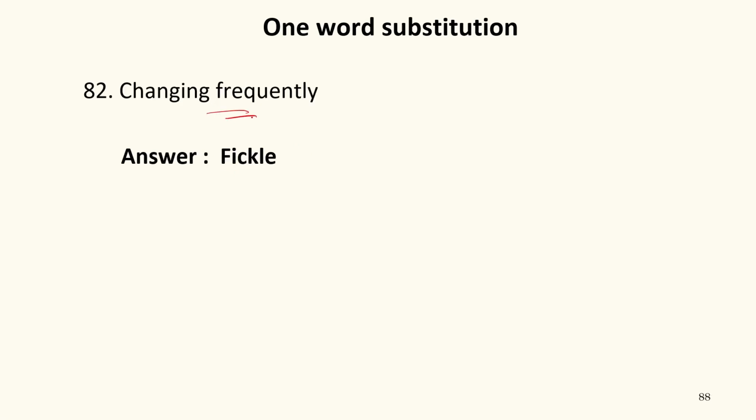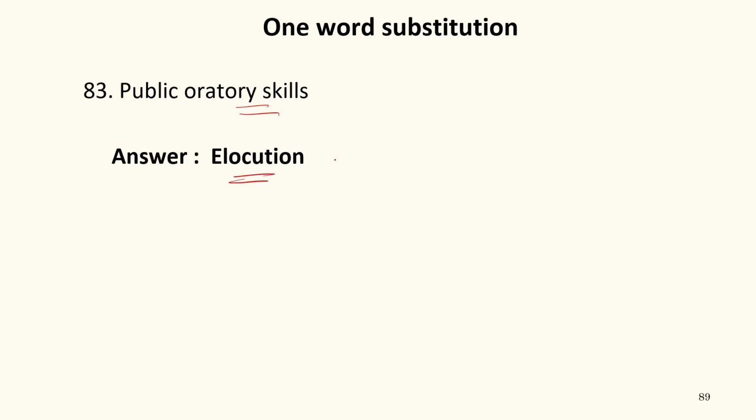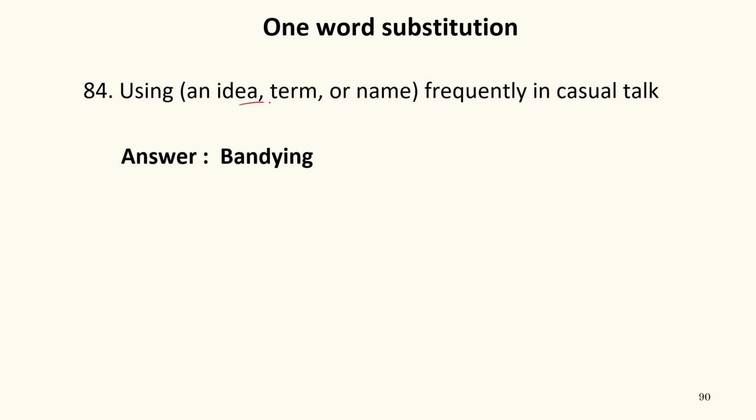Changing frequently, something which changes frequently, is called fickle. A person who changes his mind frequently is called fickle minded. Now, public oratory skills are called elocution. Using an idea, term, or name frequently in casual talk is called bandying.